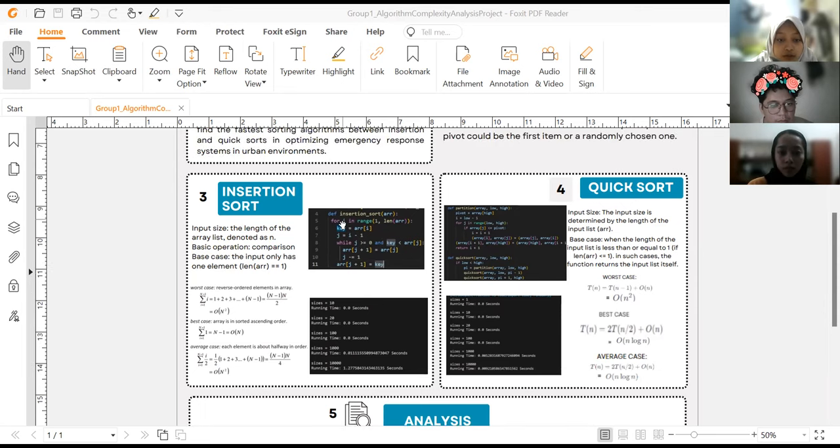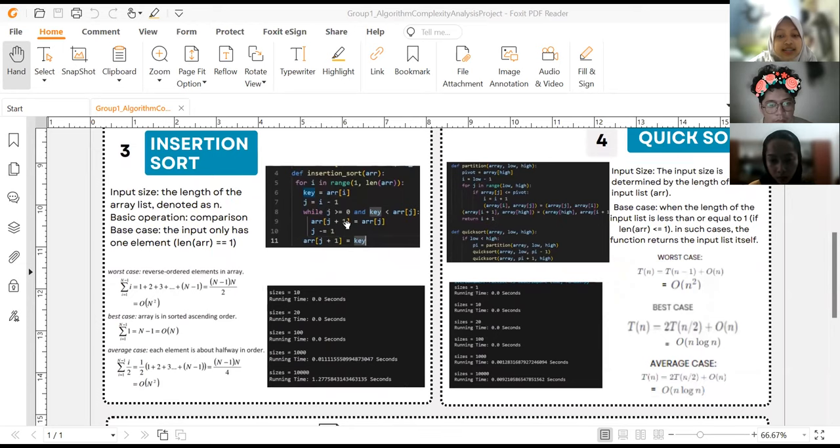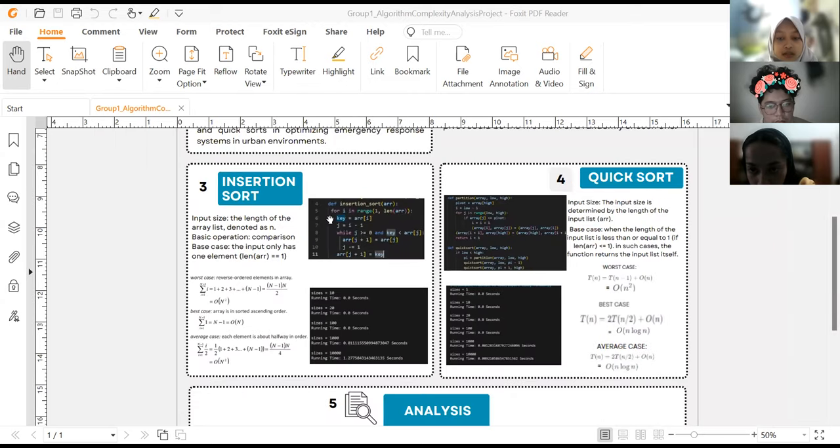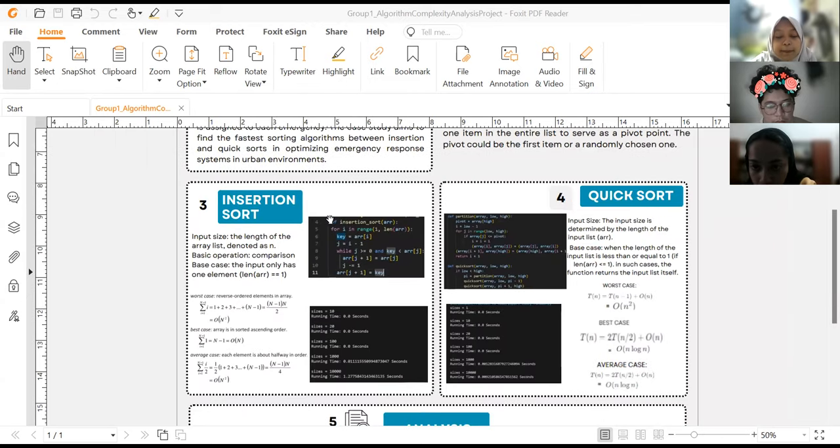So the first loop here represents the unsorted array, and the second one represents the sorted array. We find the right place for the value in the sorted array, and we put the value there. In this insertion sort algorithm, the input size is the length of the array list, denoted as n. And for the time complexity calculation, this one.